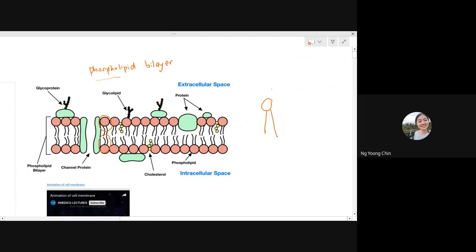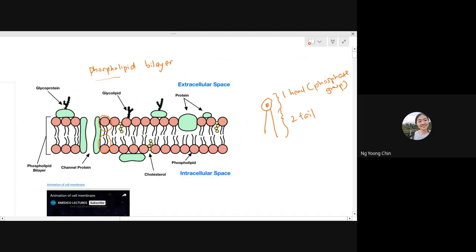A phospholipid molecule is comprised of one head and how many tails? Two tails, right? But these tails cannot allow them to walk, unfortunately. This is the structure. The head contains the phosphate group inside. The phosphate group exists inside the head.